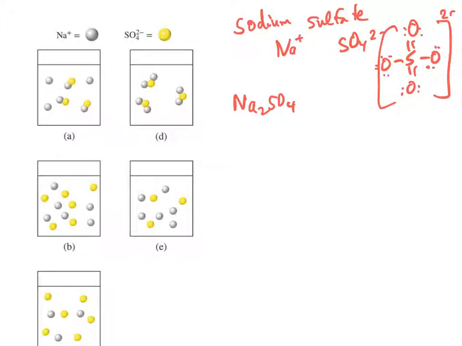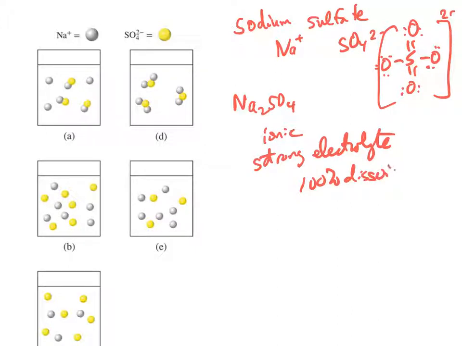And so it's an ionic compound. It's going to be a strong electrolyte. That's going to dissociate 100%. So we're not going to have any sort of molecular species left over. So it can't be A, because we've got a couple spheres joined together, and we know everything's going to break apart. And this shows only partial dissociation. Can't be D because we don't have anything dissociated there. We've got 2 sodiums to each sulfate. We know it's going to totally dissociate.